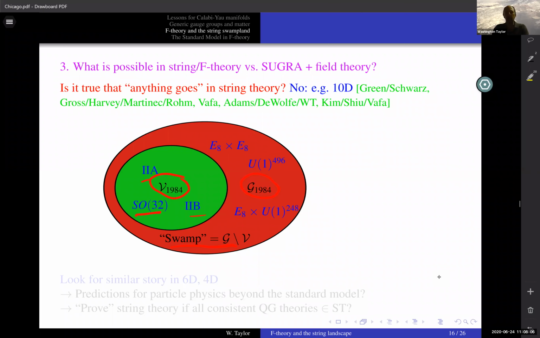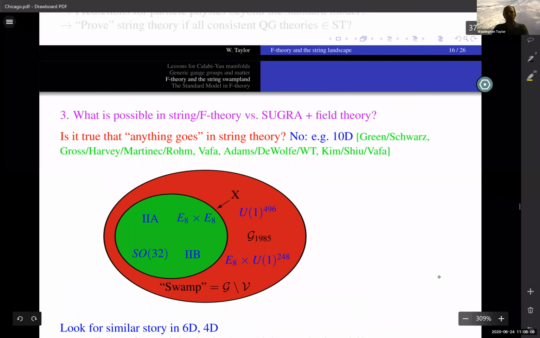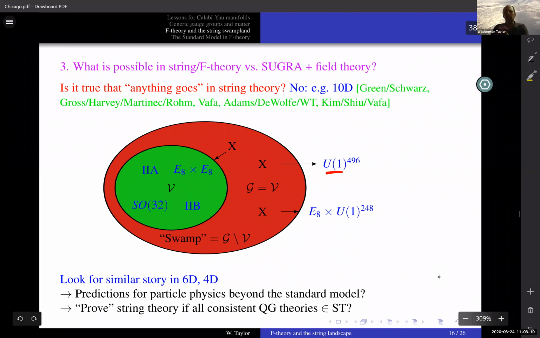And then some years back with Alan Adams and Oliver DeWolf, we showed that actually these other 2 theories are inconsistent. So in 10 dimensions, there really is no swampland, at least at the level of discrete data for a 10-dimensional N equals 1 supergravity theory. So part of what I'm trying to address with this next part of the talk is trying to look for a similar story in 6 dimensions and 4 dimensions.